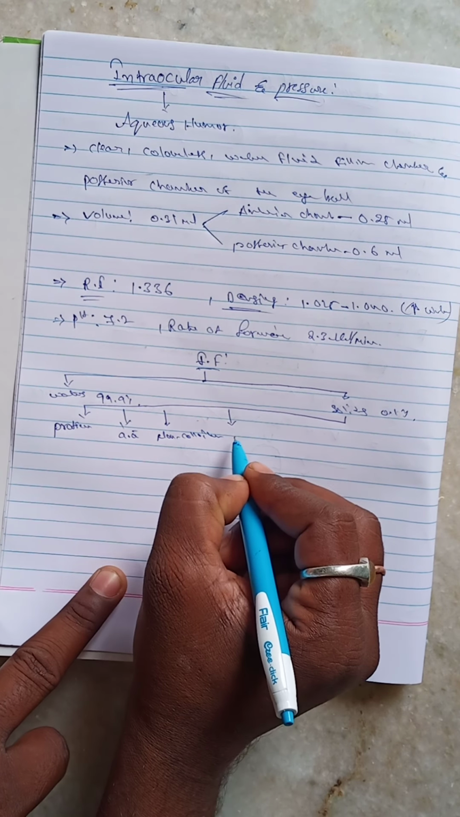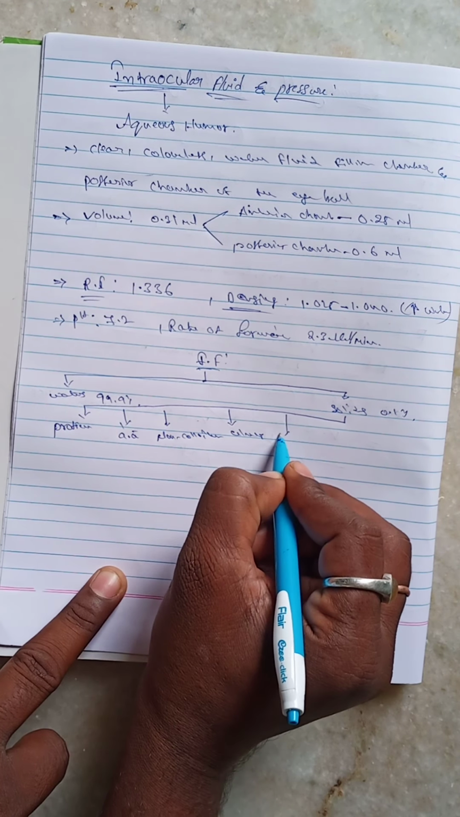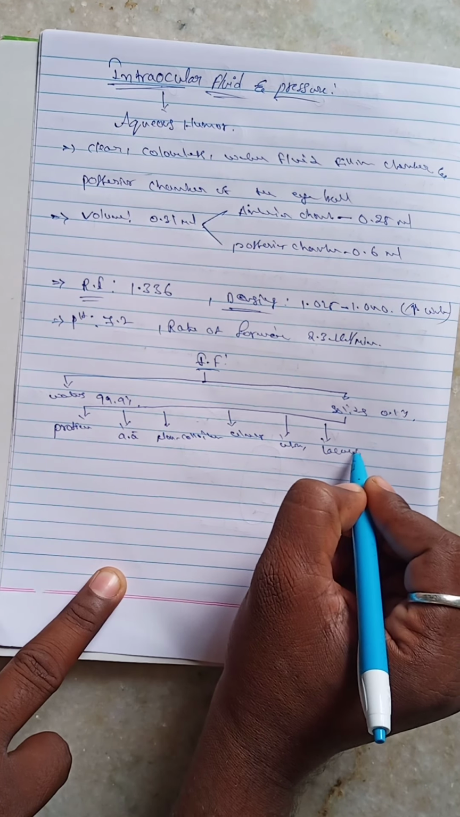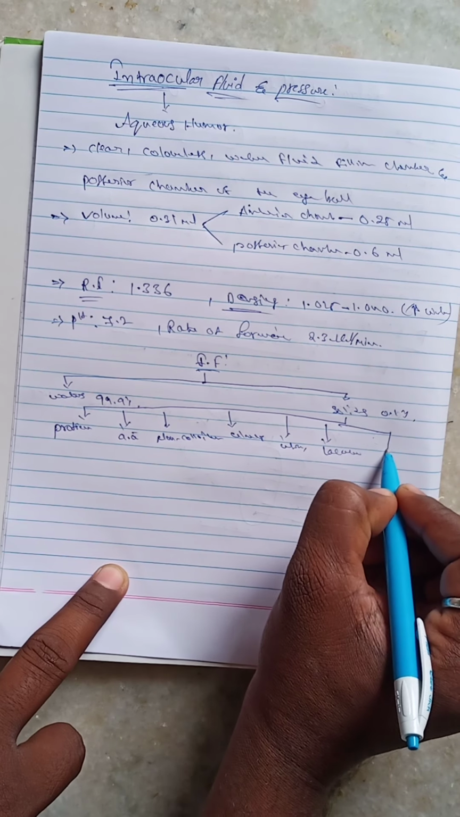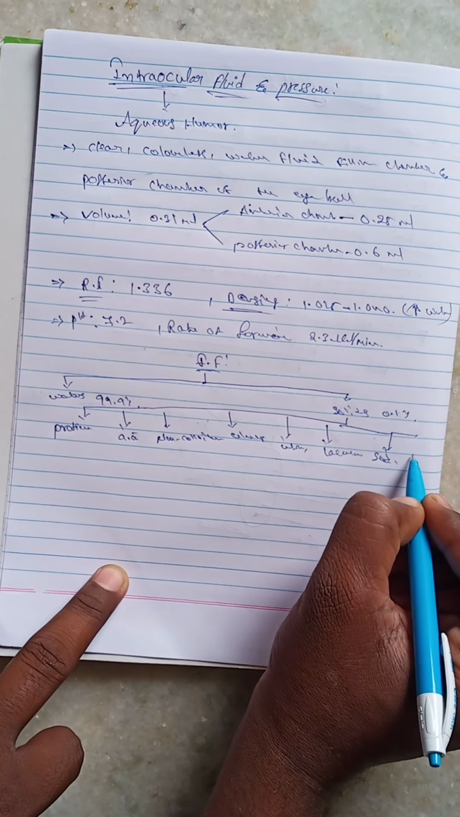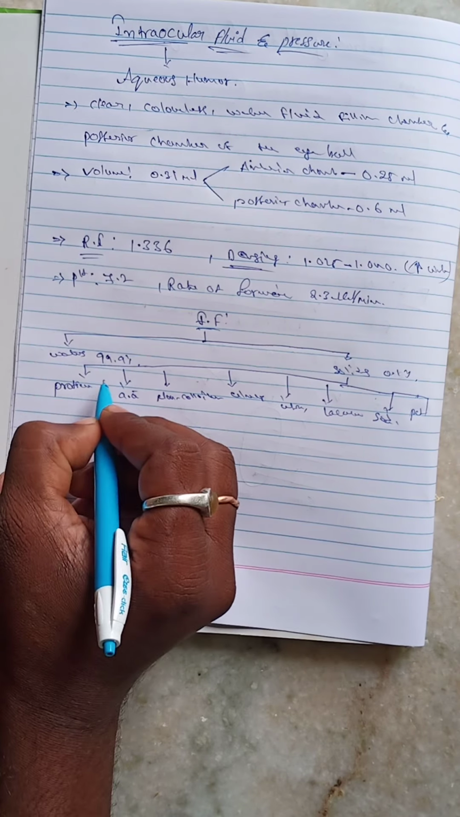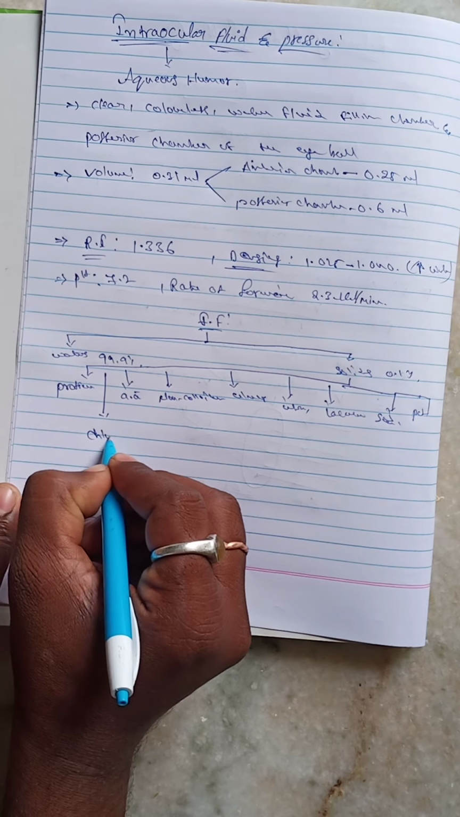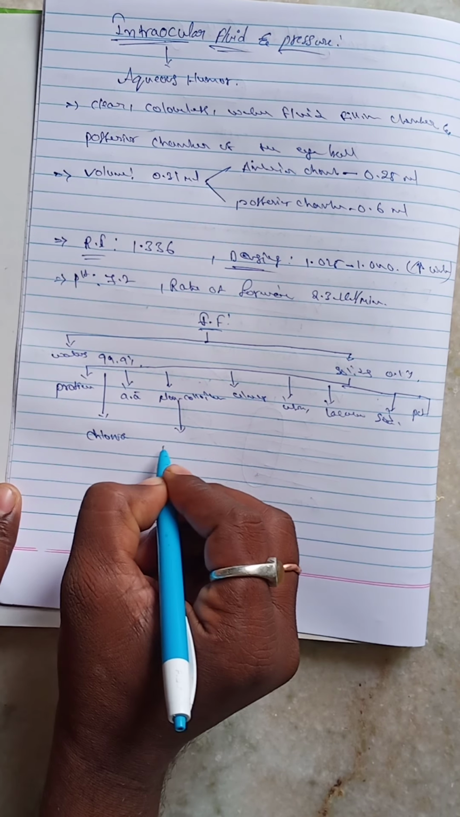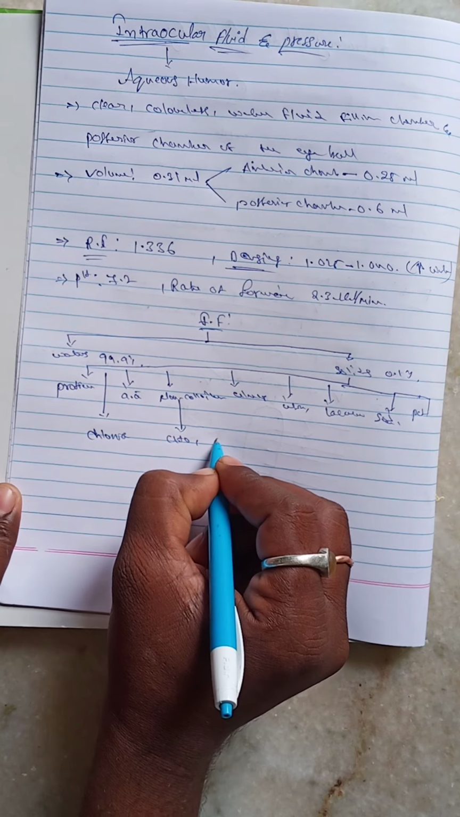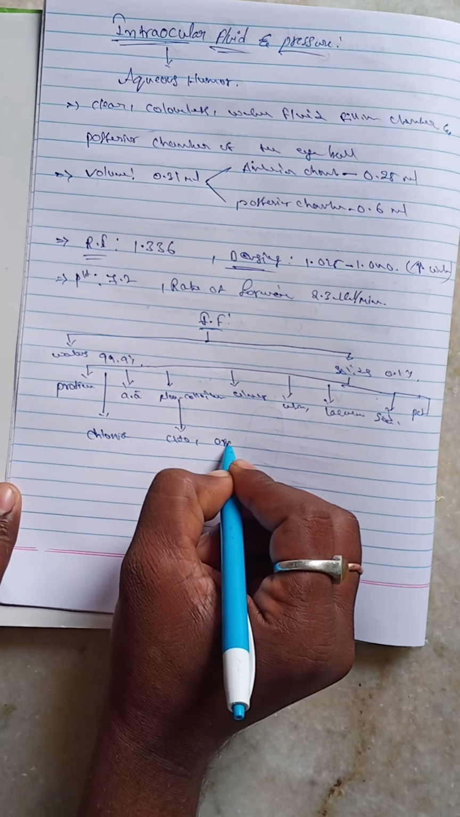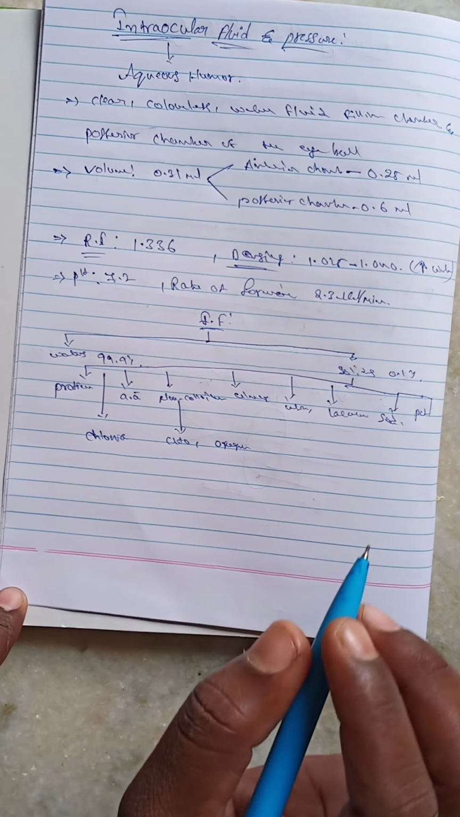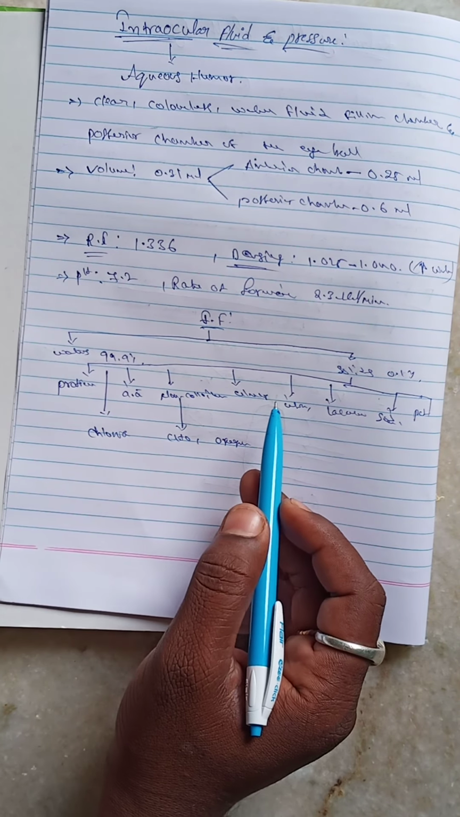And the next ones are glucose, urea, lactate, sodium, potassium, and chlorides. The next one, carbohydrates, as well as oxygen in dissolved state, and so on. This is the composition of the intraocular fluid.